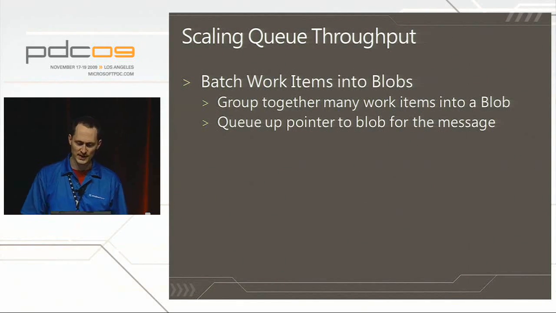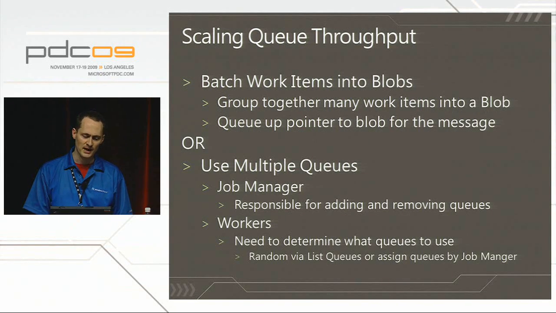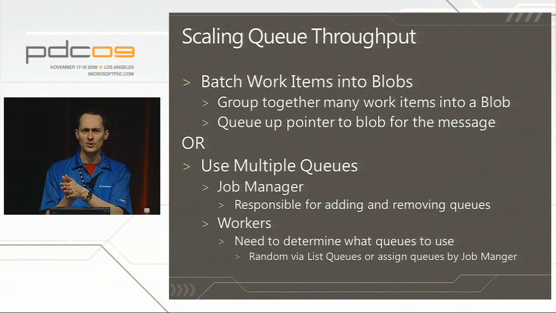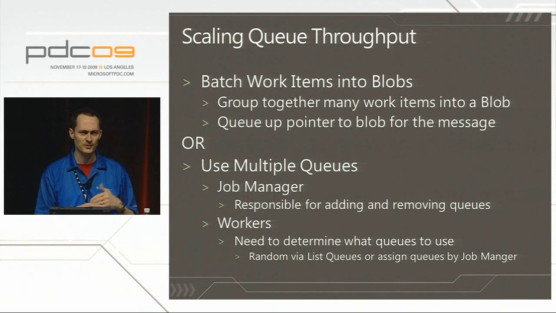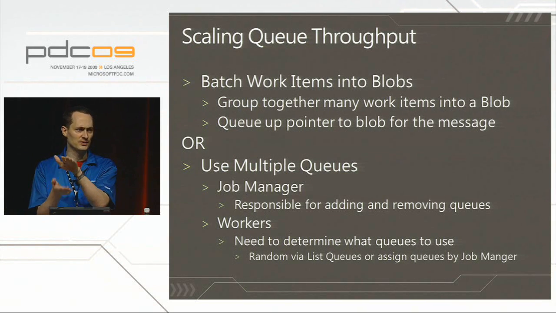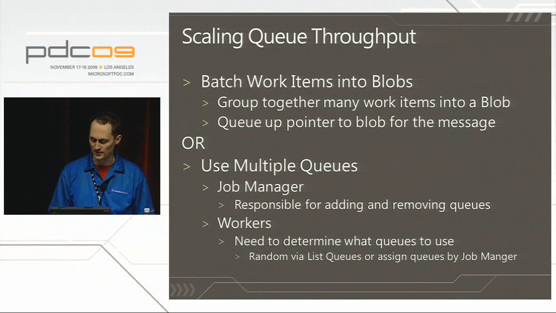So they're currently using that right now, but they're also looking at using multiple queues and using the job manager to determine when to potentially add a queue or delete a queue, as well as potentially using the job manager to assign to the workers which queues to use. Though you could also have sort of a random strategy where the workers could list available queues with list queues and then randomly pick one. It's basically up to the model that your application would want to use.